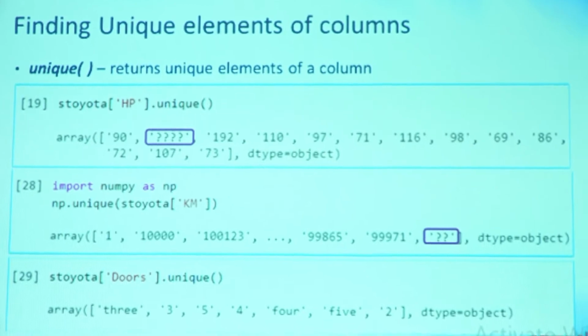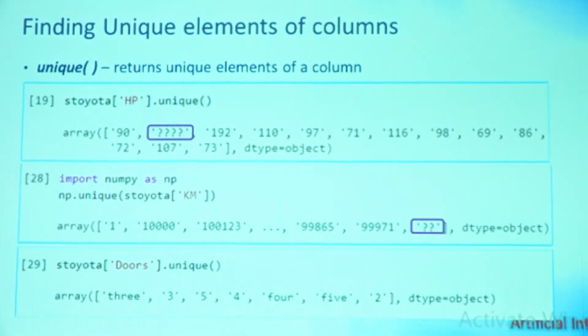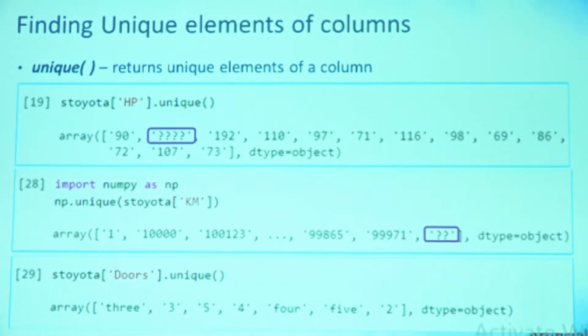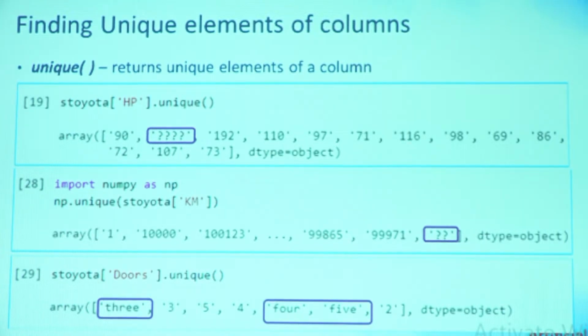Check for doors. Doors was also showing the object data type. So look at it, doors does not have any question mark, but what does it have? It does have character values, it does have strings in place of numbers. So now what do you understand? What is your strategy now? This is only for non-null objects we are doing. We still didn't go for missing values. Okay, now we'll do that.